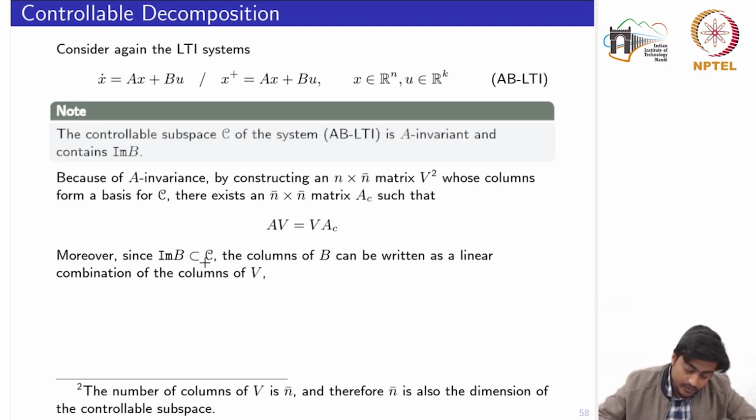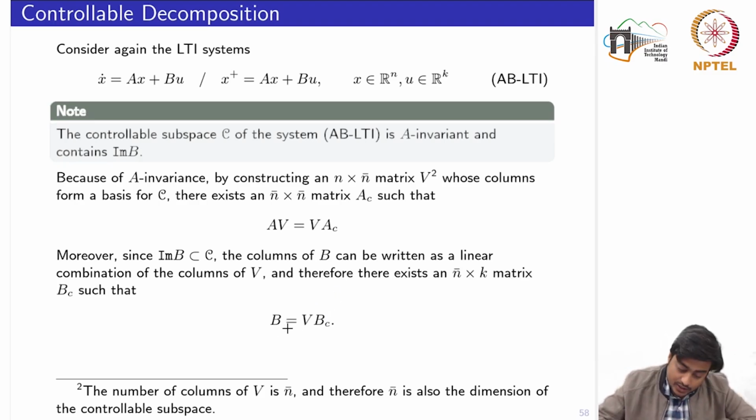Moreover, since the image of B is contained in the controllable subspace, we know that the columns of B can be written as a linear combination of the columns of V. Now if it can be written as a linear combination, I can write B is equal to V into BC. So there exists an n bar cross k matrix BC such that this equation is satisfied, and this is nothing but saying that B is a linear combination of all the columns of V.